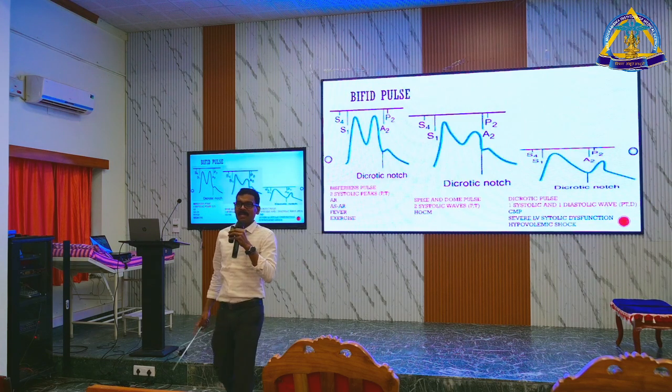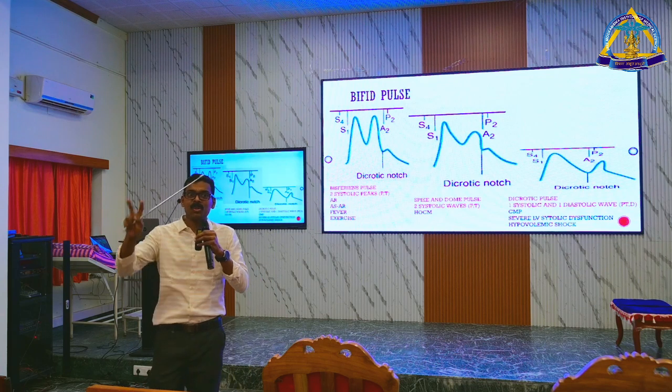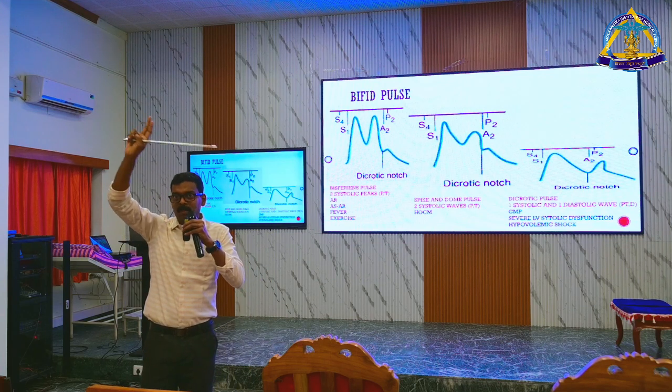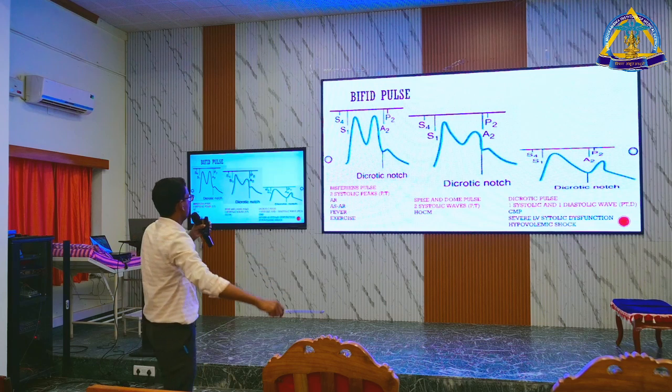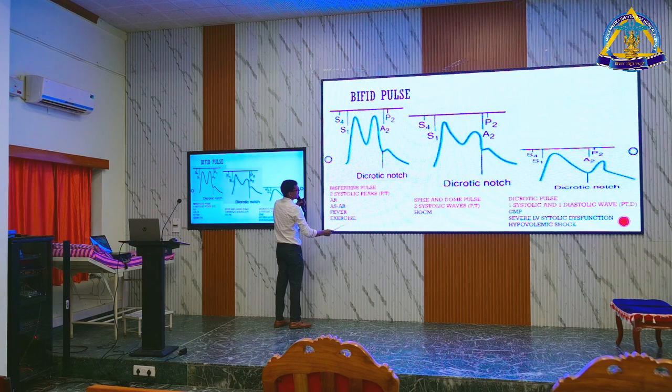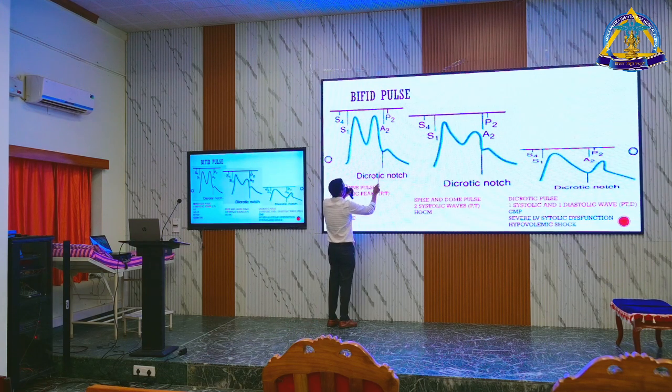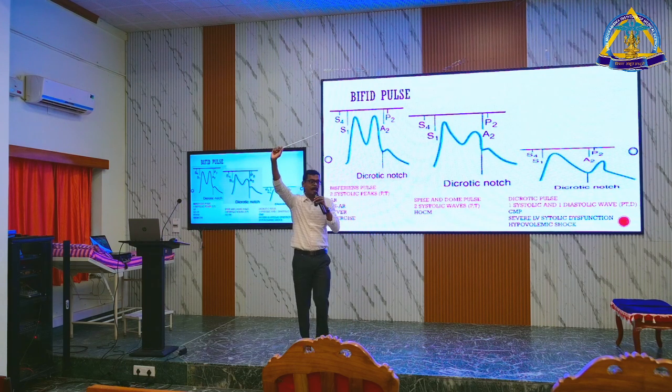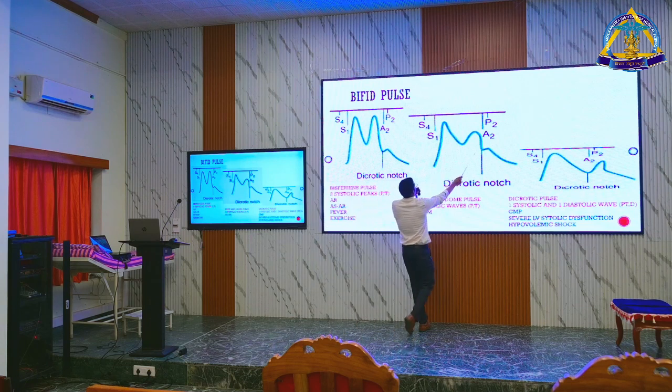Bifid pulse. That's the third character of pulse. Two peaks. Bifid means two peaks. There are three groups. Pulsus bisferiens in aortic regurgitation, AS and AR combination, sometimes fever and exercise, okay. You have two systolic peaks. See the dicrotic notch where the aortic valve closes. This is due to aortic valve closure, I told you. So this part is systole, this part is diastole. So see the peaks are in the systole. Again, these two peaks are in the systole.